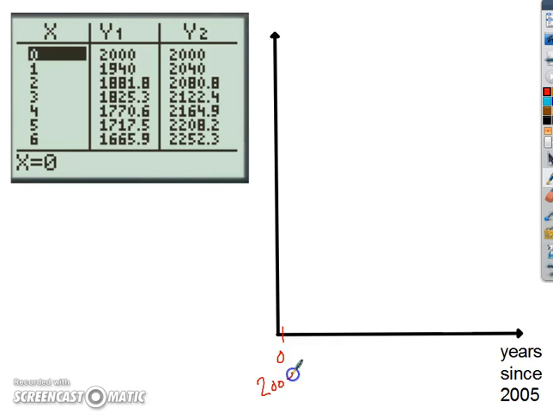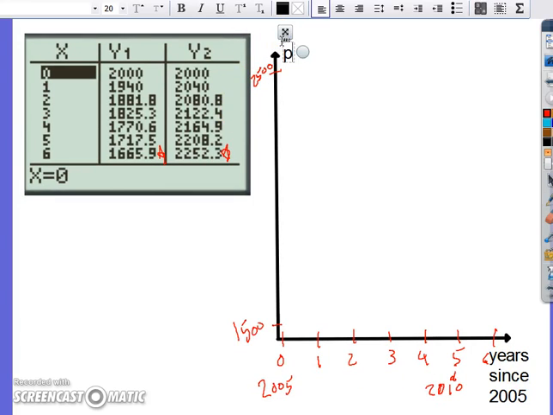Now, 0 means 2005. And then 1, 2, 3, 4, 5, 6. That's 1 year, 2 years, 3 years, 4 years, 5, 6 years. So, for example, 2006, 2007, 2008, 2009, this is 2010. Okay, so 5 in the model is the same as the year 2010. And now the domain, or rather the range, the biggest number is here and the smallest number is here. So I'm going to go down all the way to 1,500 in the range, and up to 2,500, and that's for the population of students.